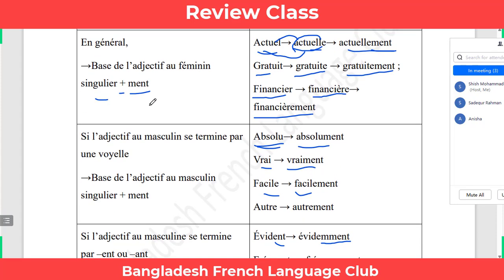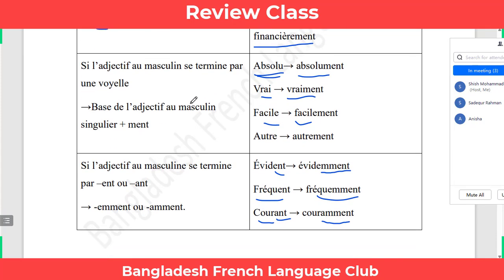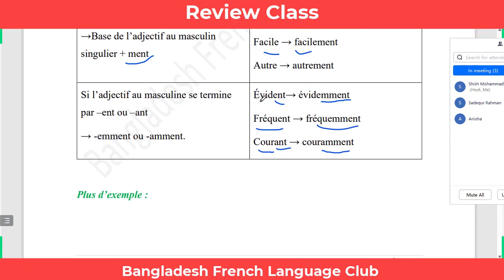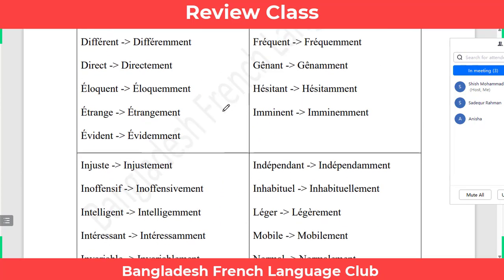So there are three rules, right? The general one with ment, then if we see a vowel at the end, and then ent and ant.